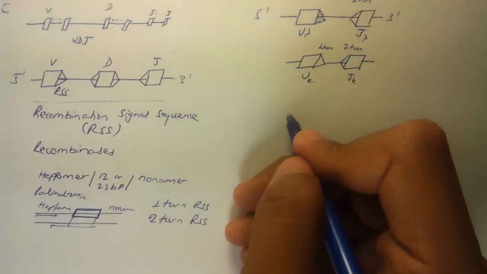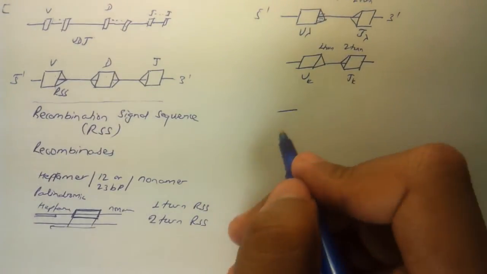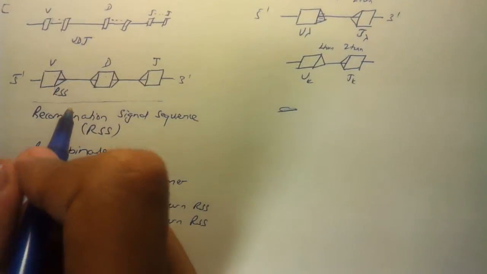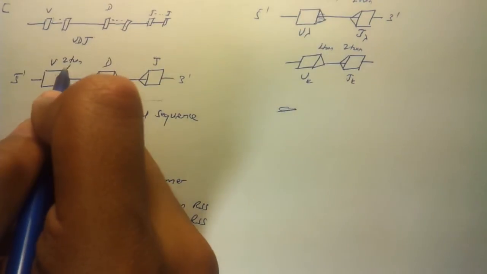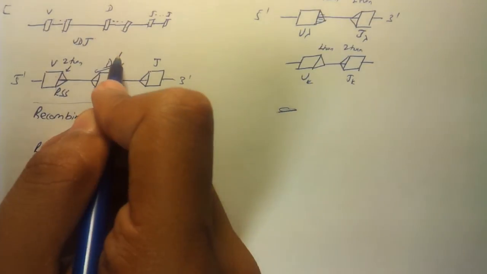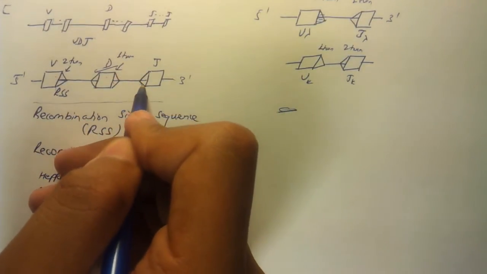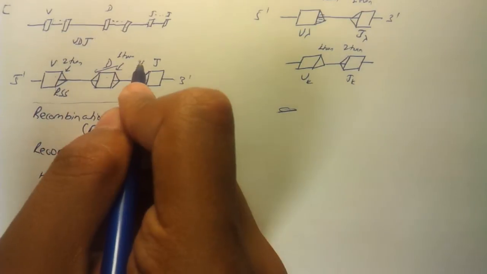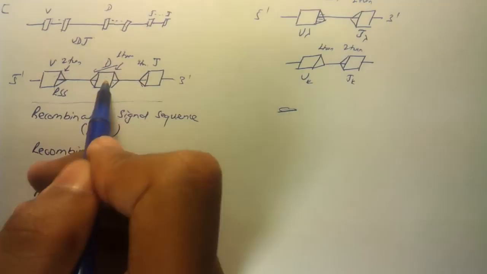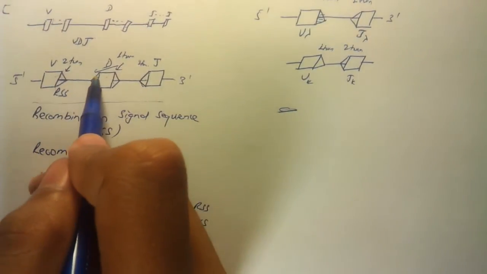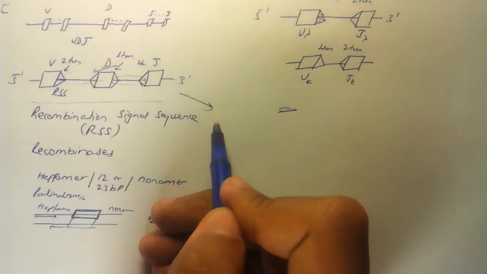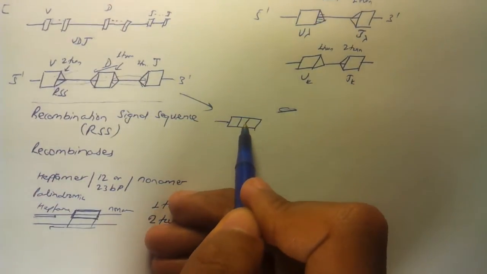And for a heavy chain, you have VDJ. I'll just use my picture over here. So the one with V always has 2-turn RSS. The ones on both sides of D are always 1-turn, and the one attached to J is always 2-turn. So 2-turn combines with 1-turn, this goes away, and we have VD and VDJ. So this whole section is removed when recombination happens, and we get a gene with V, D, and J.